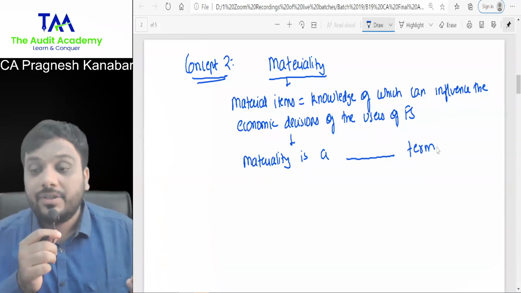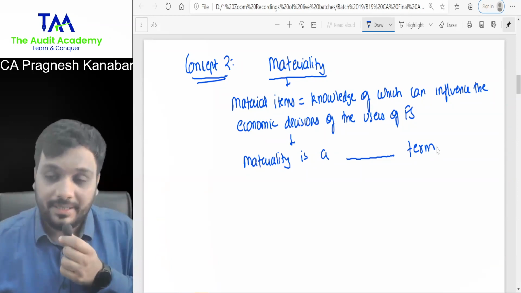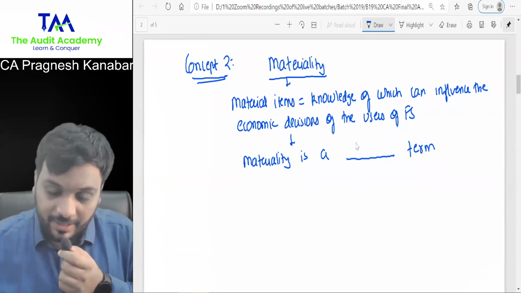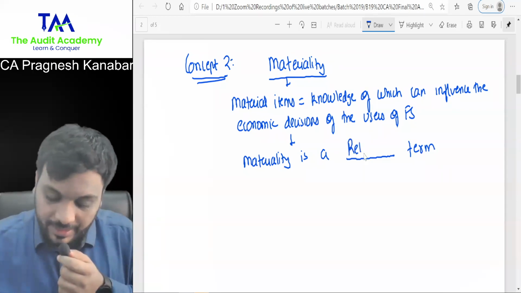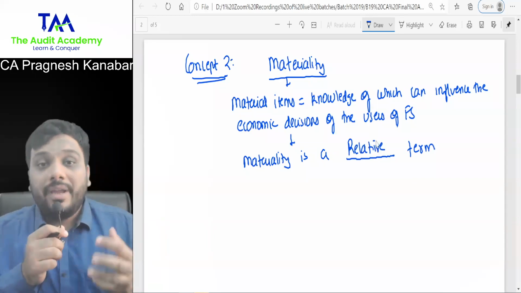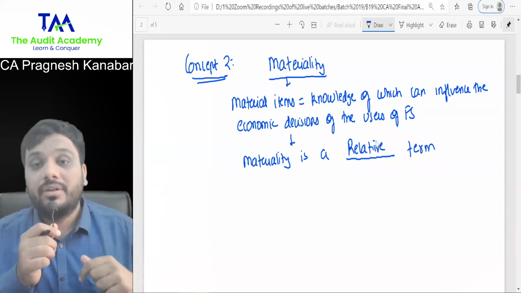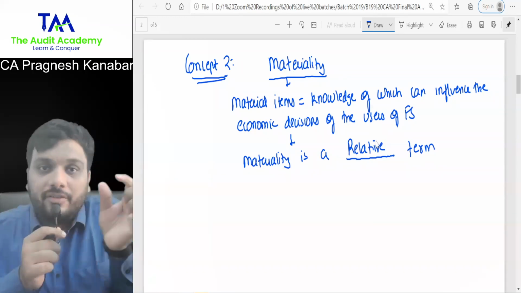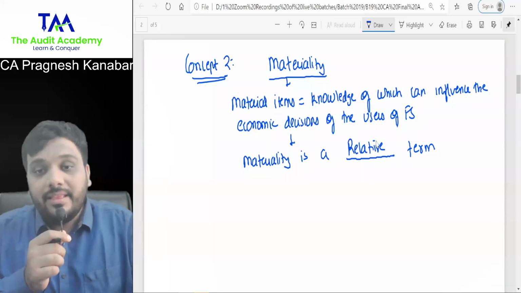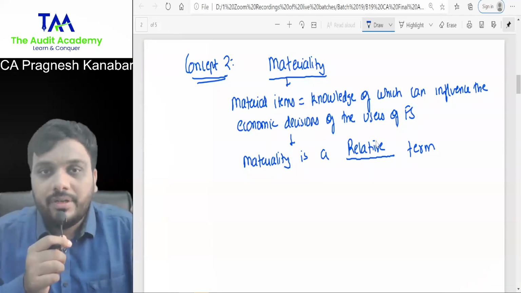Materiality is a relative term. Yes, materiality is a very good relative term. Now, many students write the word subjective, correct? But I want you to remember the word relative. We relate to the facts and circumstances, and then we decide whether something is important or not.